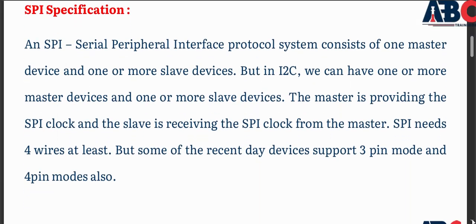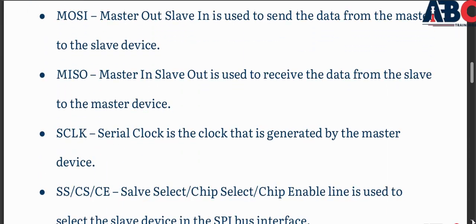SPI specification. An SPI serial peripheral interface system consists of one master device and one or more slave devices. But in I2C, we can have one or more master devices and one or more slave devices. The master is providing the SPI clock, and the slave is receiving the SPI clock from the master. SPI needs 4 wires at least, but some of the recent devices support 3-wire mode and 4-wire modes also.